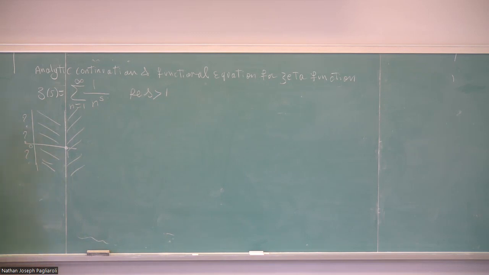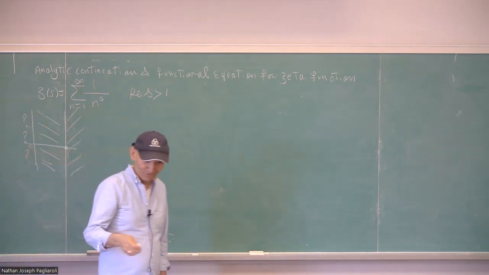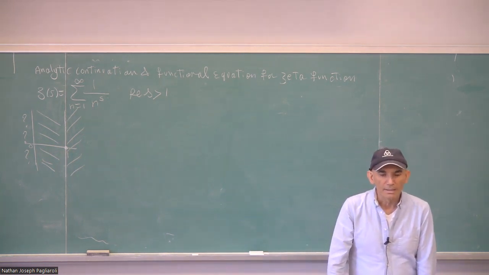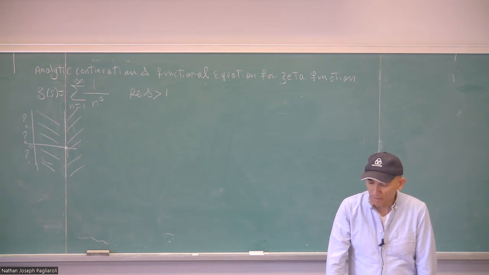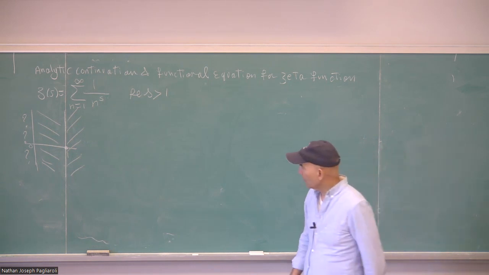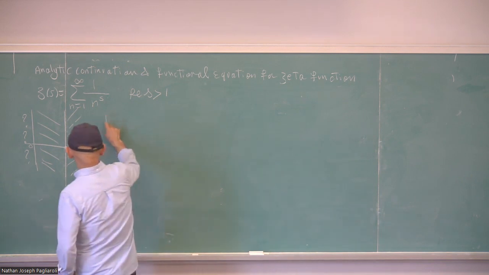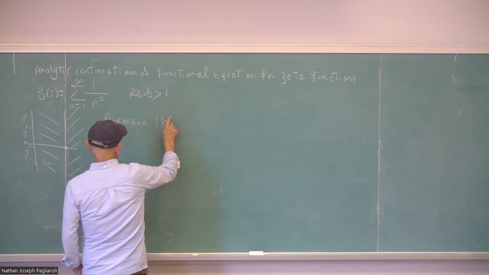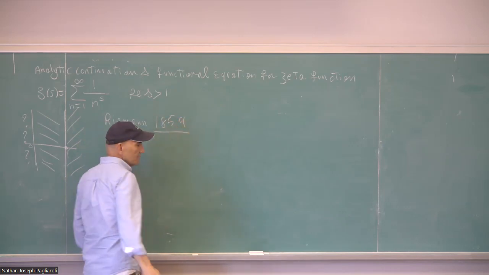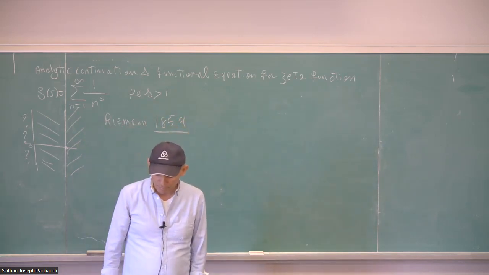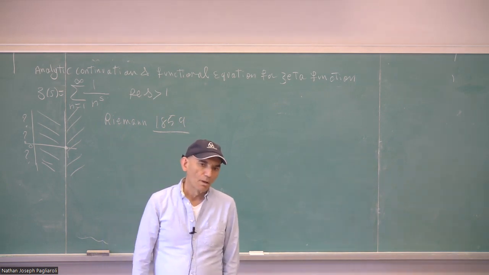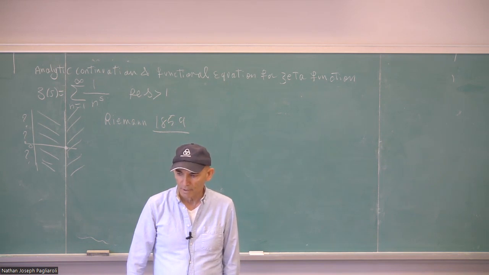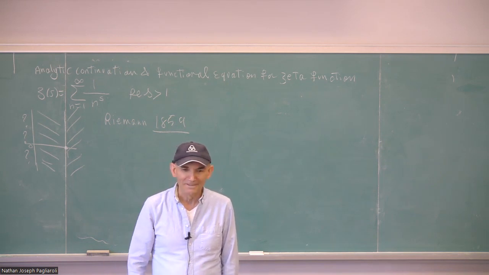But then I said that pushing the thing below this line is a lot of work. You have to have really new ideas. So that's what we're going to do. So Riemann, in his paper, in 1859, Riemann was elected to the Berlin Academy. And to thank the Academy for the honor, he submitted a paper on number theory.